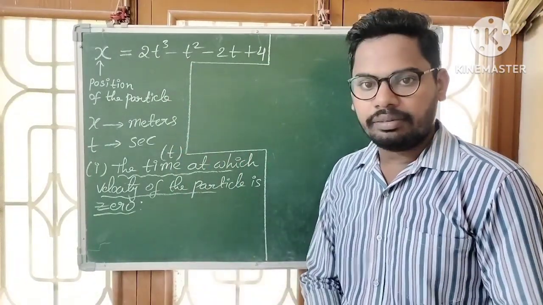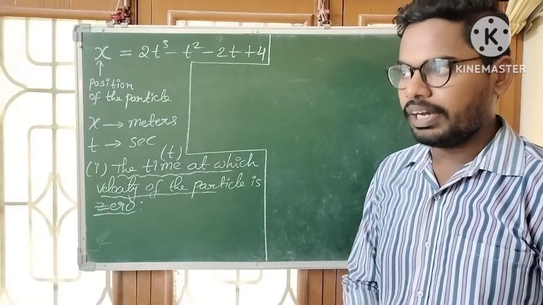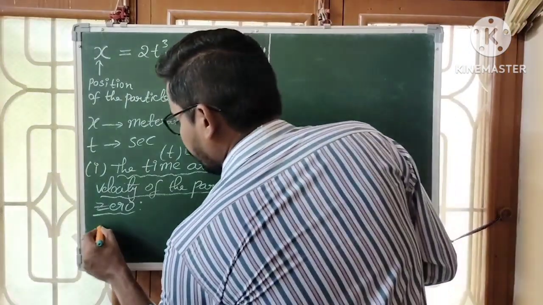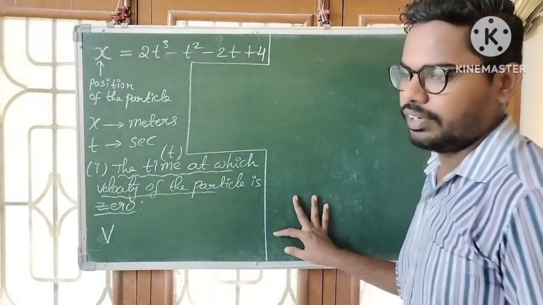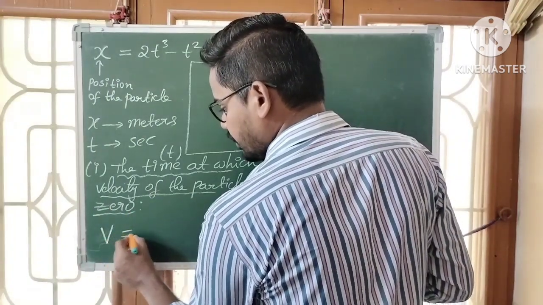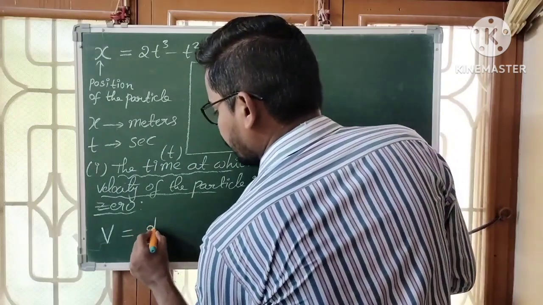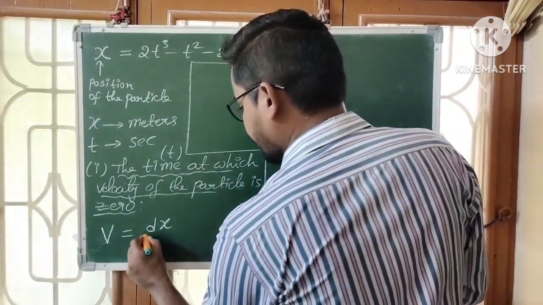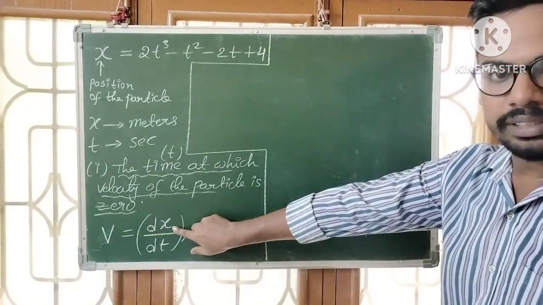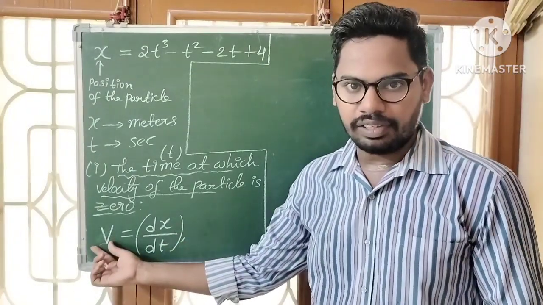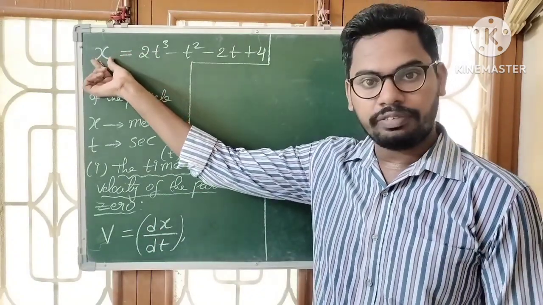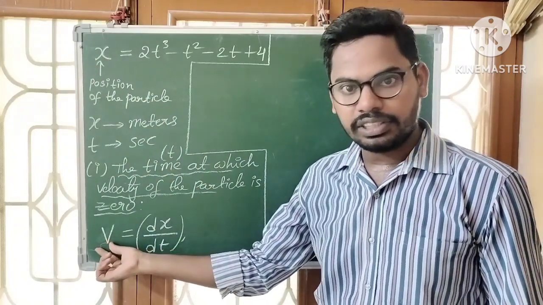So to find the time at which the velocity of the particle is 0, first of all we know that instantaneous velocity is given by the derivative of the position of the particle with respect to time. So x means position of the particle. To get instantaneous velocity, we have to find the derivative of position with respect to time. So the formula for velocity is dx/dt.